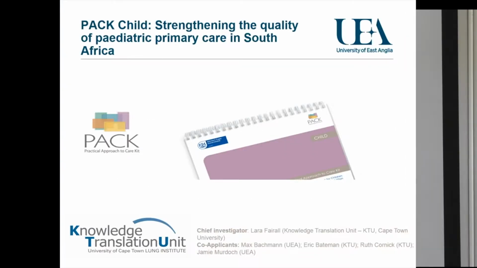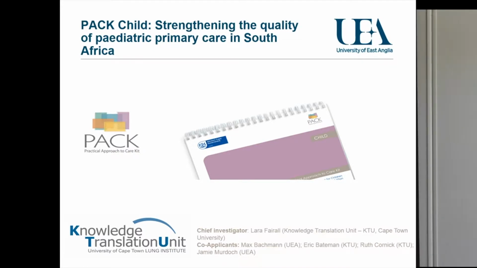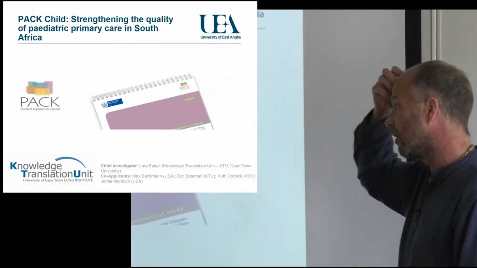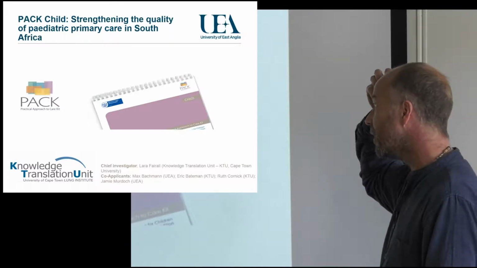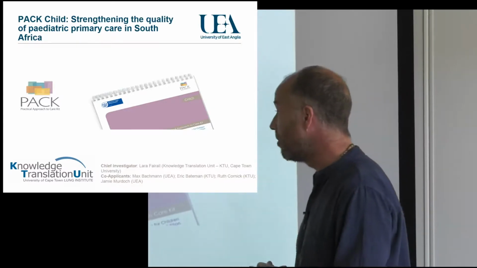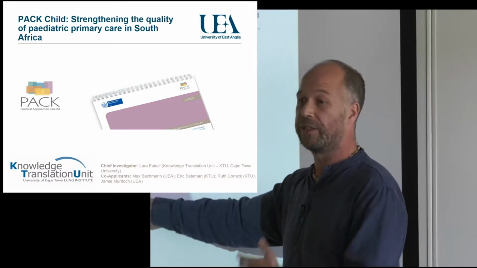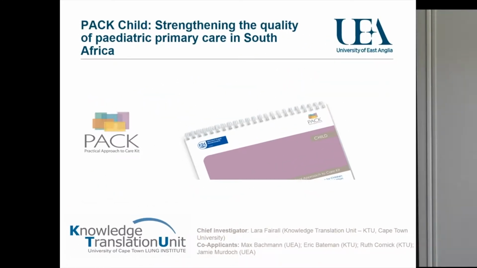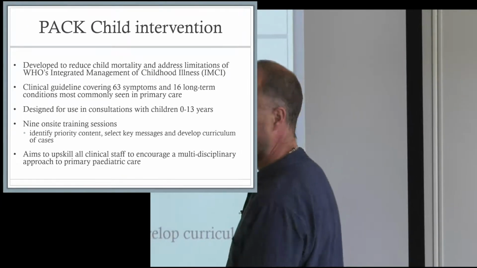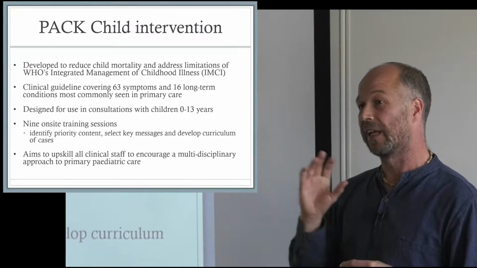So, now I'm going to talk through the PACT Child Study as an example. This is nearly finished now. It's been going 2 years, led by the Knowledge Translation Unit at Cape Town University. And it's all about health system strengthening around paediatric primary care, primarily using what you can see here, a guideline. So it's a book which covers a whole range of different conditions. And it came about because of the recognised limitations about existing policy and practice around tackling child mortality.